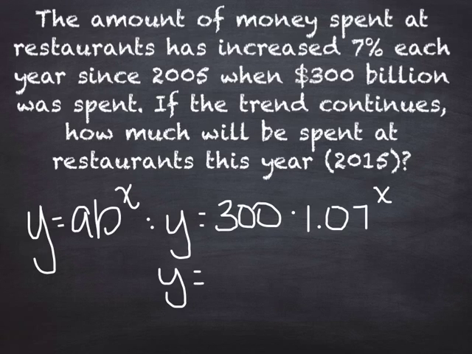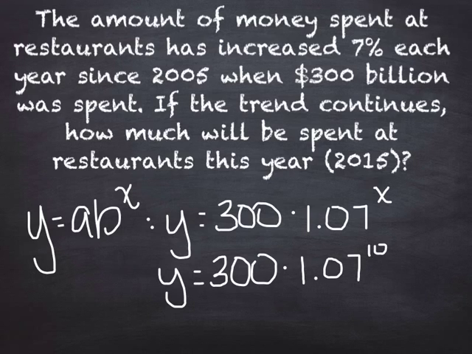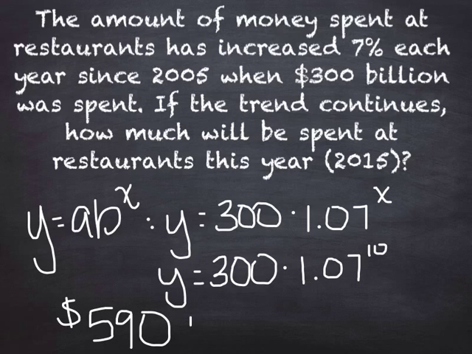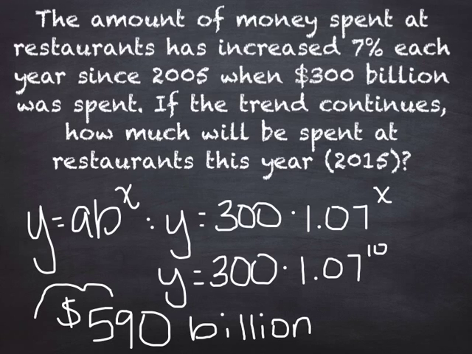Plugging in, we're going 10 years, so it'll be 300 times 1.07 to the 10th power, 1.07 to the 10th power times 300. That means in 2015, if the trend continues, there will be about $590 billion spent on people going out to eat at restaurants.